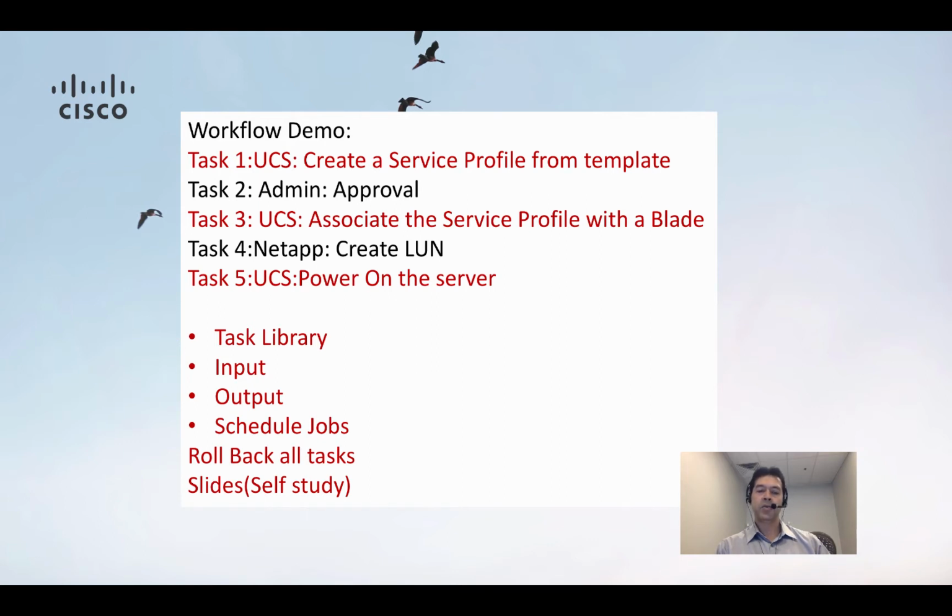Then task 2: creating a service profile doesn't consume any resource, but if you want to get a blade, you need some kind of approval. I'm assuming that you need the approval. The email goes to the approver, and then the approver logs back into UCS Director and approves it. As soon as he approves, the next task starts, which is to associate the service profile with a blade. The next task may be creating a LAN and then powering on the server. These are the 5 tasks we have.